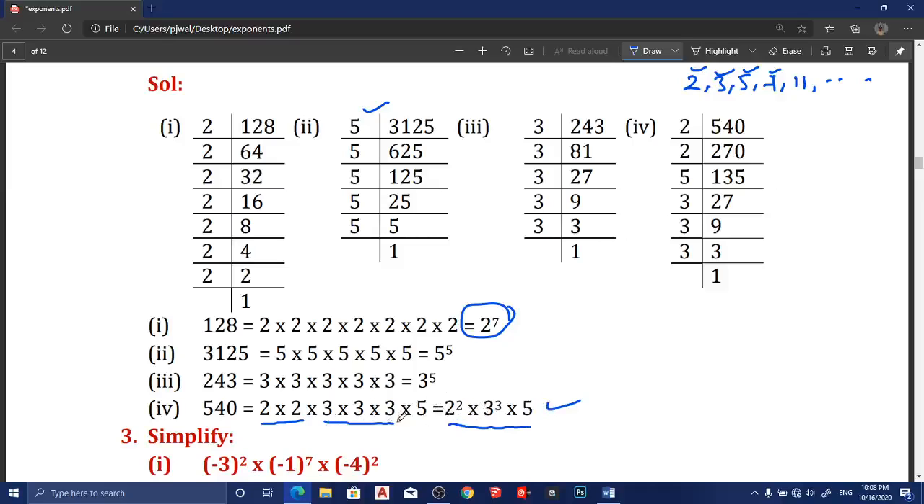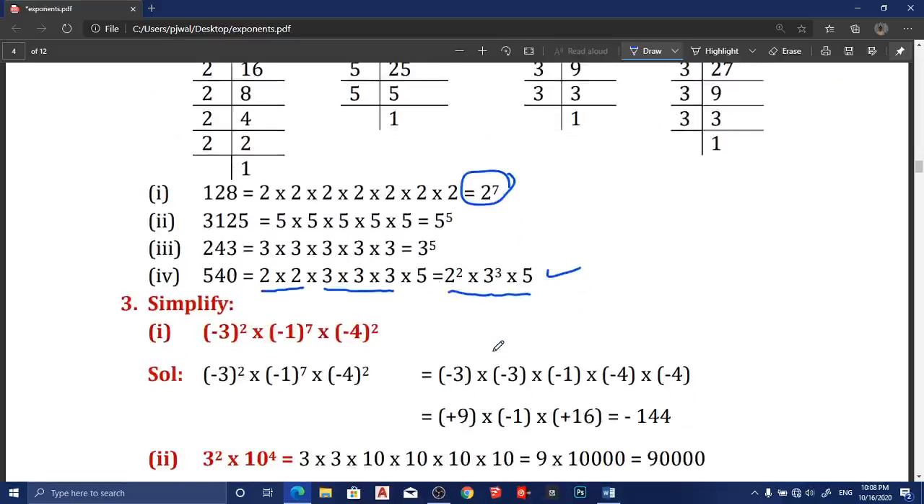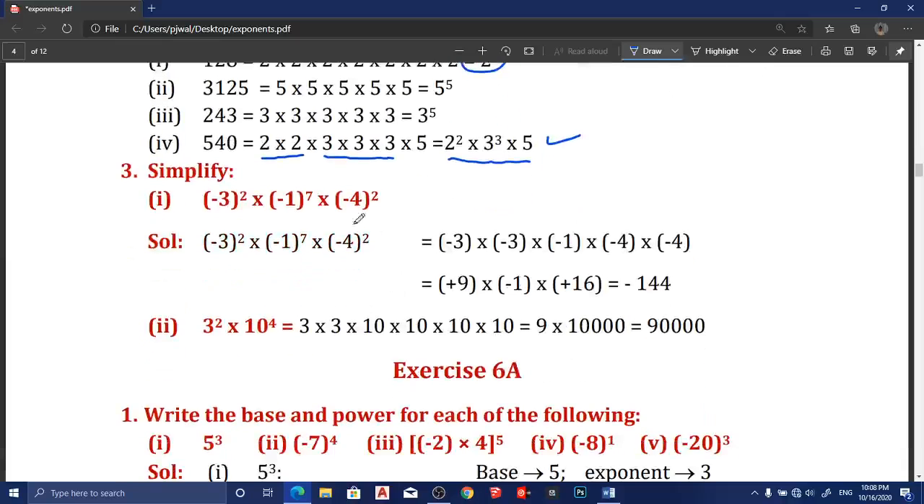So like this you have to simplify the factors. So this is the exponential form of writing the given number. Next, this problem is already given in exponential form. Now you are writing in the reverse form, that is, a normal number. Just split them and multiply.